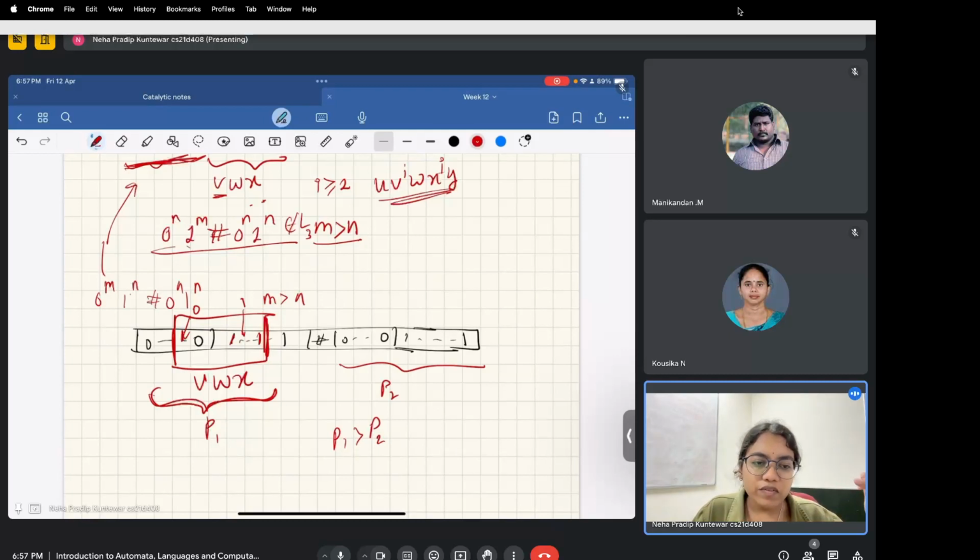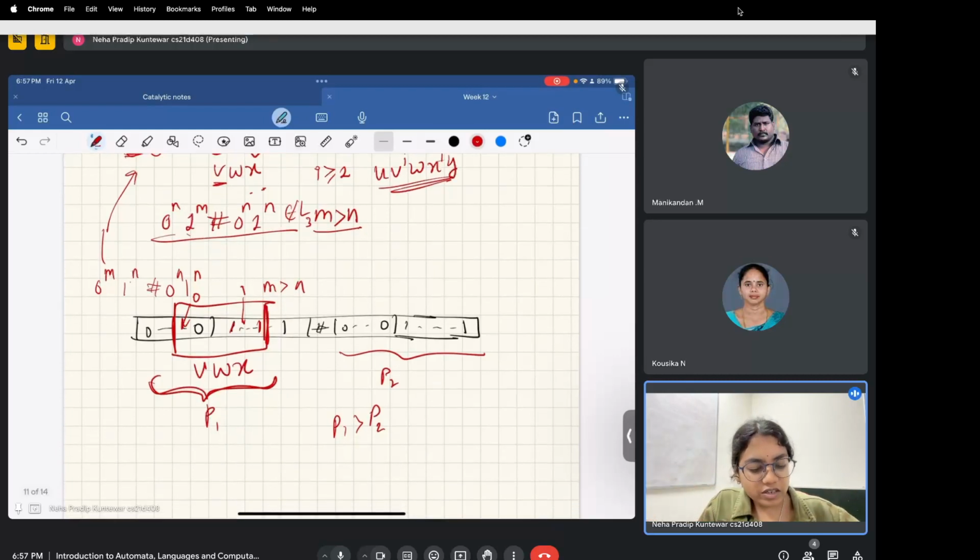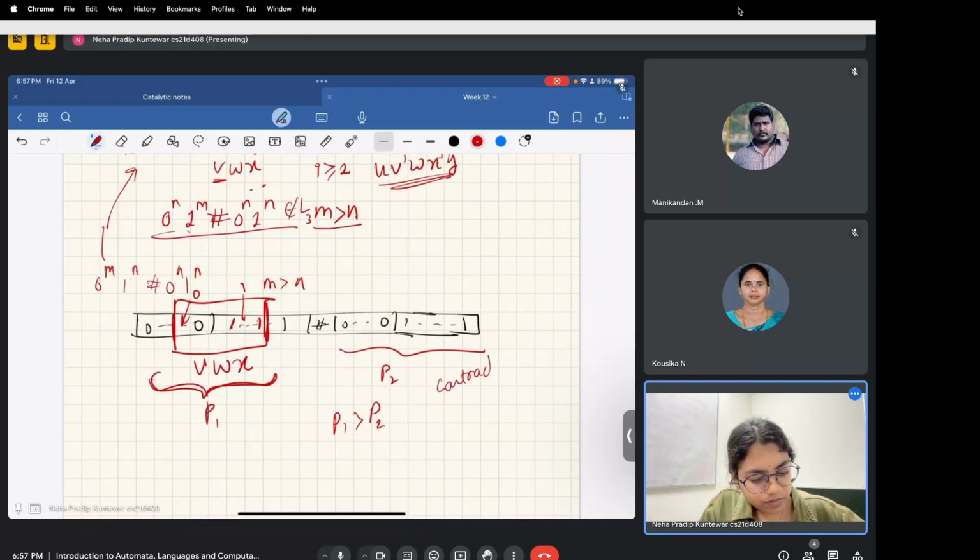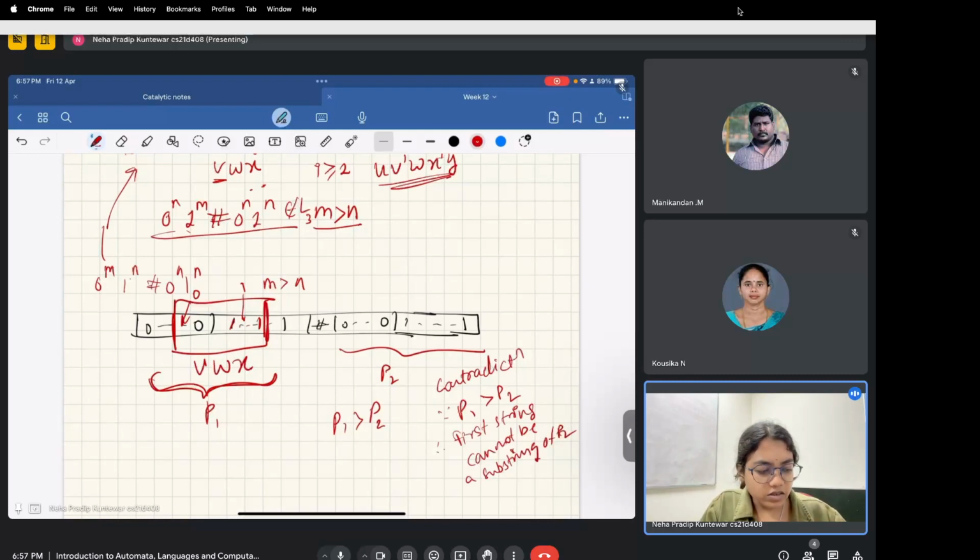Then a string of larger length can never be a substring of a string of smaller length, because when you say substring, you are looking at a smaller part, possibly smaller part of it. It can't happen that a substring is larger than the given string itself. So this is again a contradiction, because p1 is greater than p2, so the first string cannot be a substring of the second string.